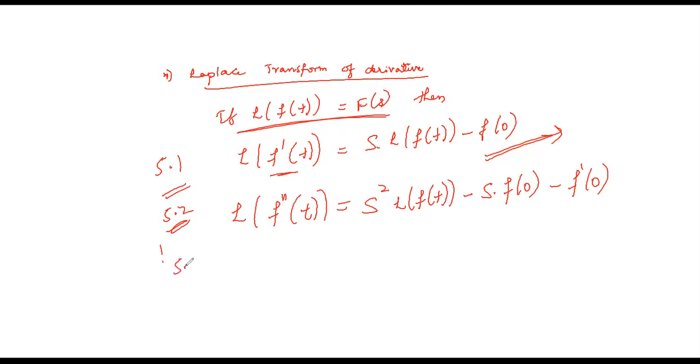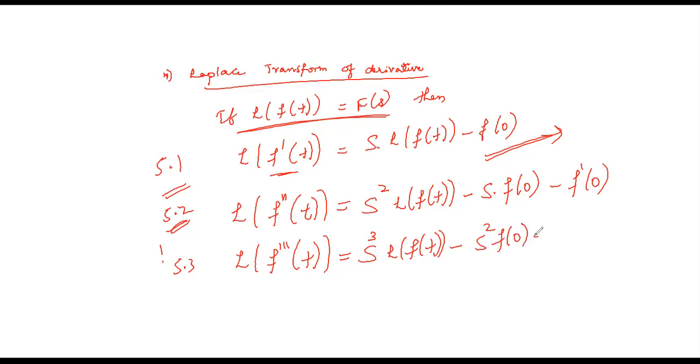Like this, your 5.3, the Laplace transformation of f triple dash of t, the triple derivative, is equal to s cube Laplace transformation of f of t minus s square f of 0 minus s into f dash of 0 minus f double dash of 0. So this is your triple dash, the third derivative.